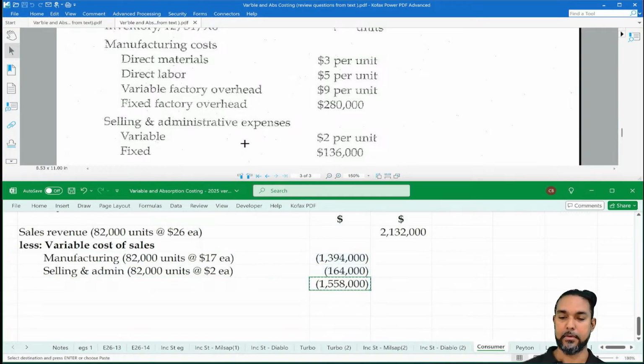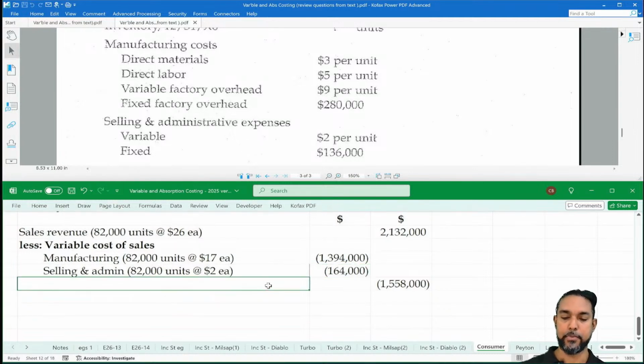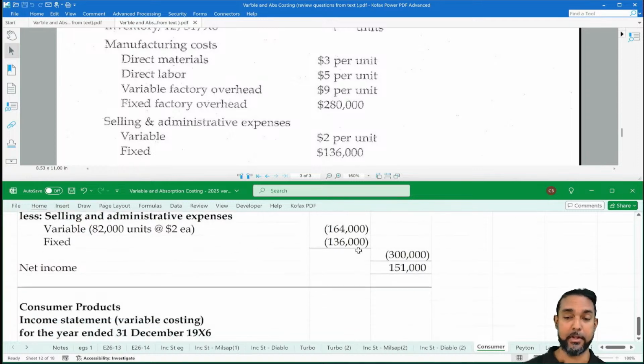Add those together, carry it across. So this here is our contribution. Subtract that from 2132, and we're going to get 574. Now these things are supposed to look different than the absorption cost, and they're not supposed to be the same.